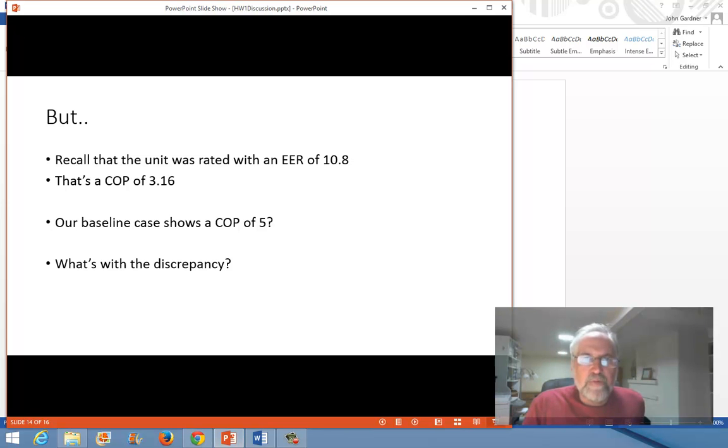Okay, so just a couple more points before I wrap this up. I want to go back to something I talked about at the beginning of this. This rated unit has an EER of 10.8, which is pretty low. For a whole house air conditioning, the federal regulations now have a minimum of 13, but this is a window air conditioner, and those regulations aren't as intense. It's still a COP of 3.16, but our baseline, which was intended to mimic the test conditions that they would give the specs for, showed a COP of 5. So the question is, what's wrong? Did I get the test conditions wrong, or is there something else there?